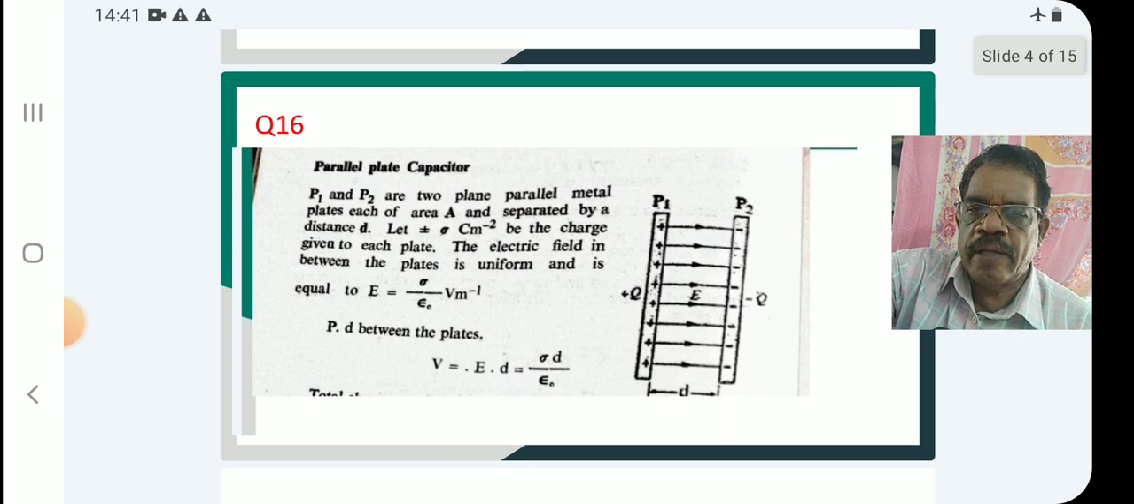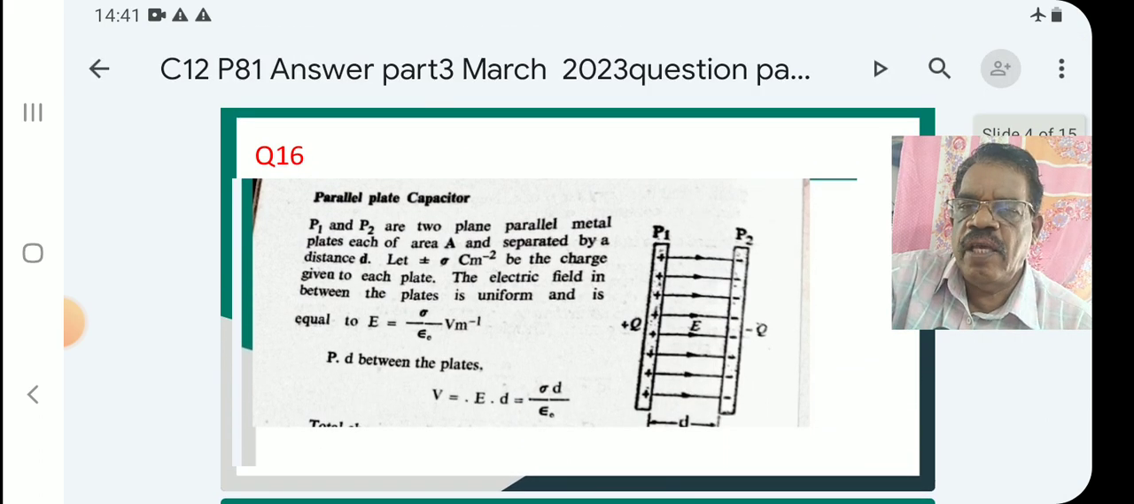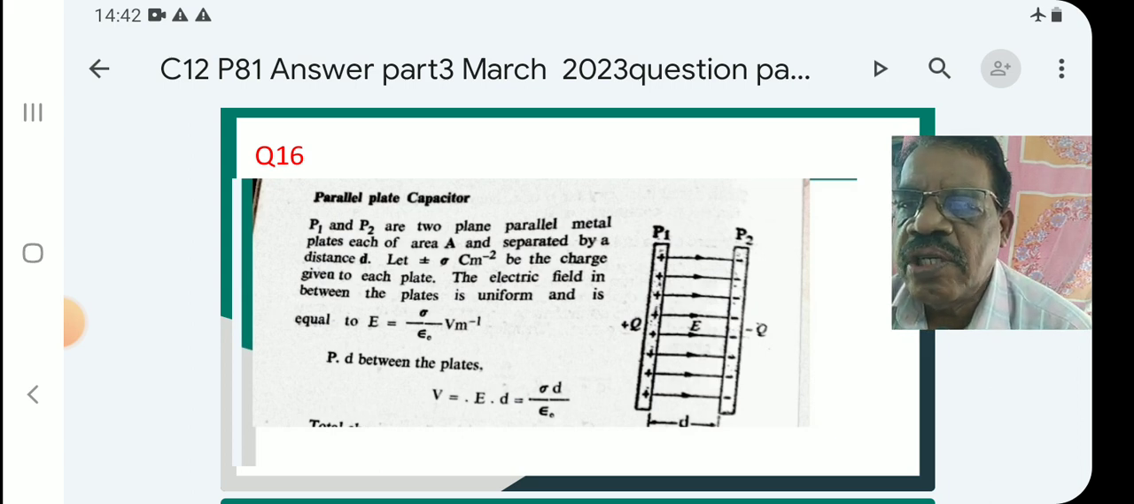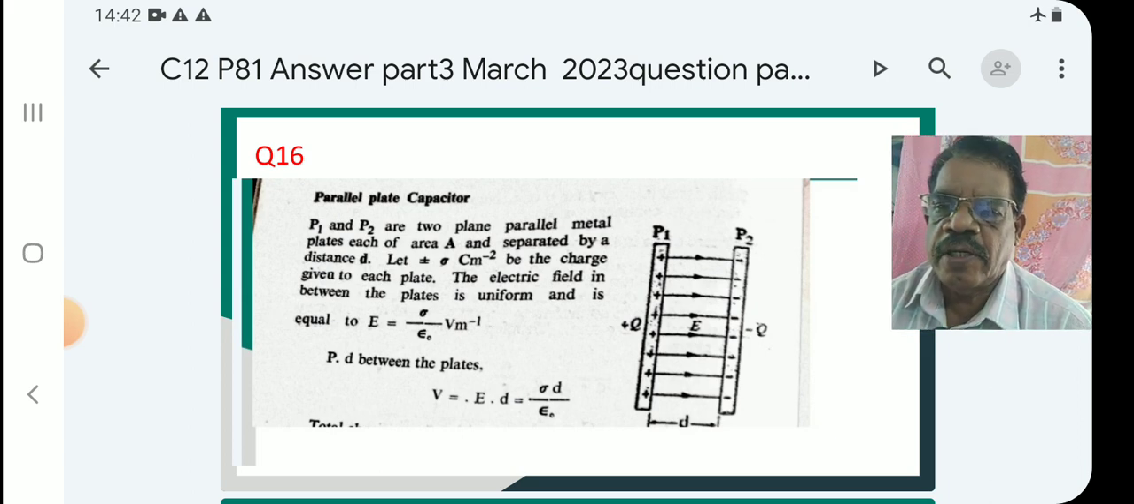These are the important properties that you will do for the required marks. And now we see capacitance of a parallel plate capacitor. That is question number 16. Parallel plate capacitor. It is fully discussed here.